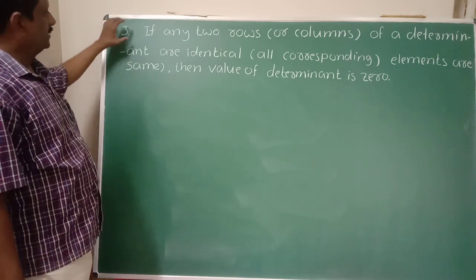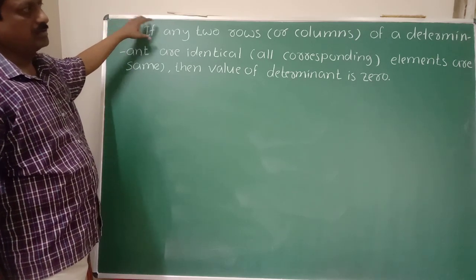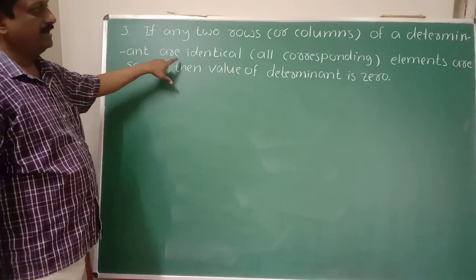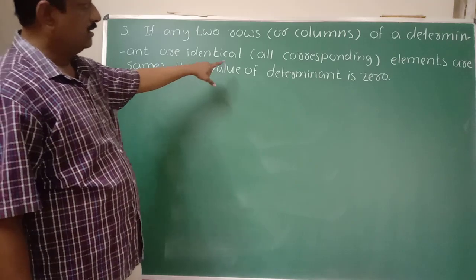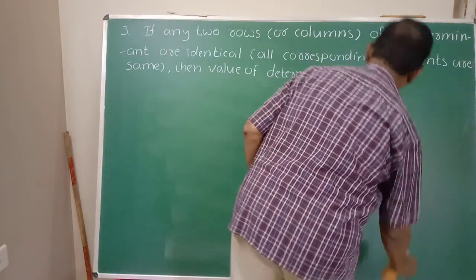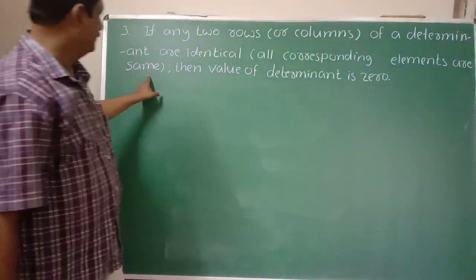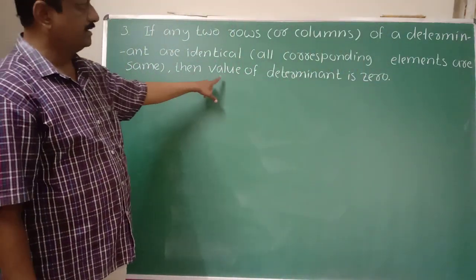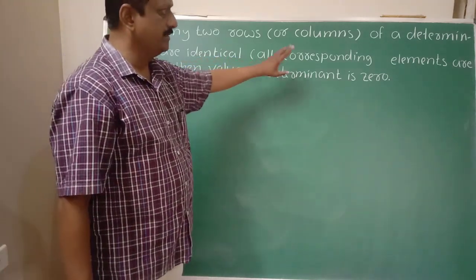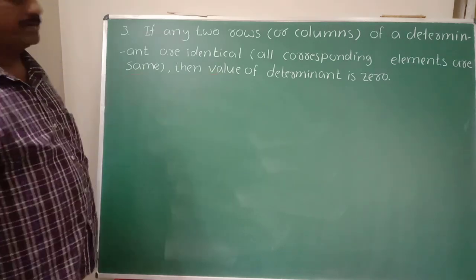So the third property: if any two rows or columns of a determinant are identical, that is all corresponding elements are the same, then the value of the determinant is 0. Identical means the elements are the same. In that case, the value of the determinant is 0.